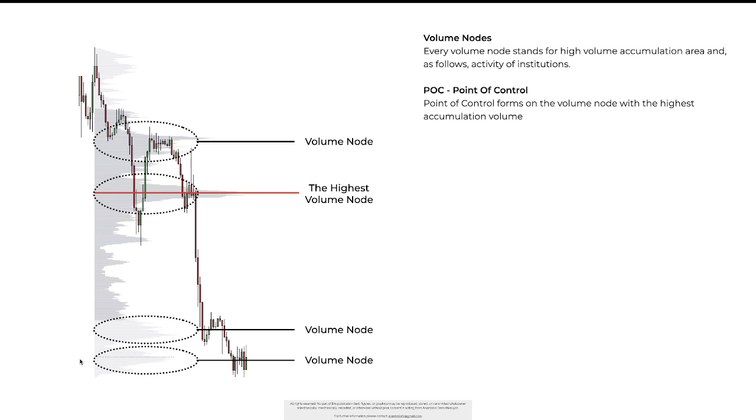Now, volume nodes, as I said before, are the volume extremes, right? Or volume nodes, however you want to call them. Those are the big high volume accumulation areas, and they follow the activity of institutions. So this is where the institutions were most active. The point of control is the highest accumulated volume node, so this is the biggest volume node within the volume profile.